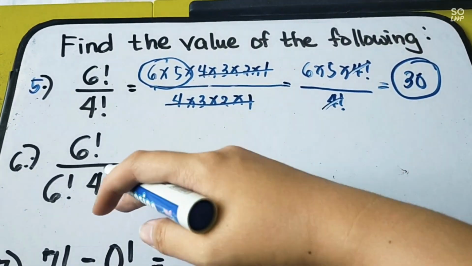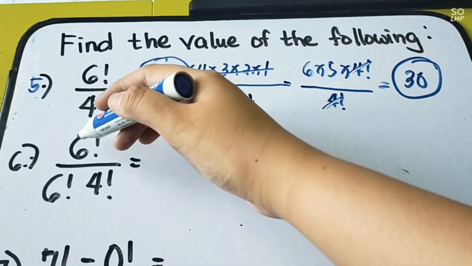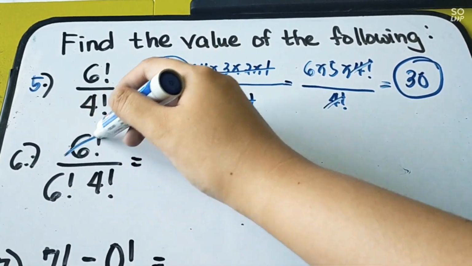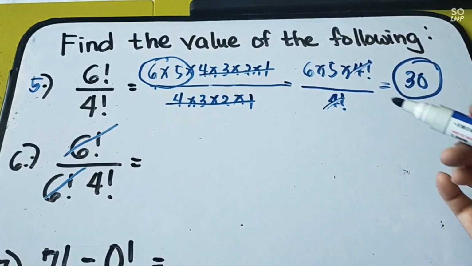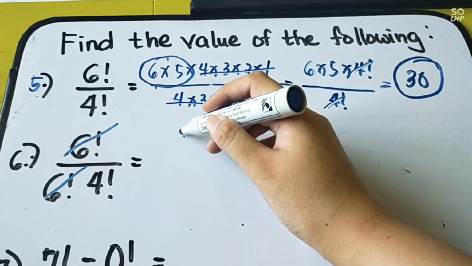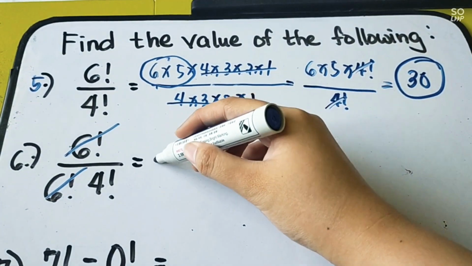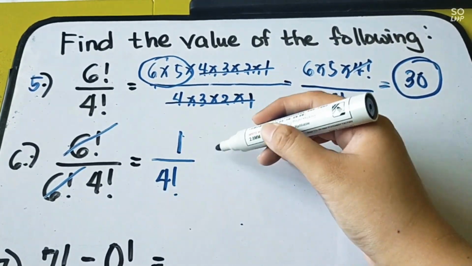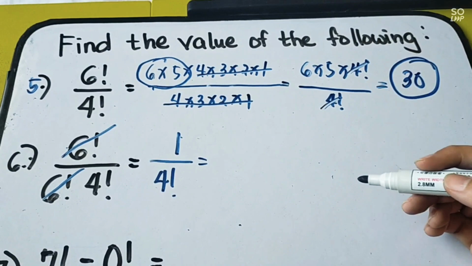Then, over 6 times 5, 42, and 1. So, pwede ka na mag-cancellation dyan. Pwede mo na i-cancel sa 6 factorial and 6 factorial. Since you cancel this 1, ang matira na lang dito ay si 1 over 4 factorial. So, simplify 4 factorial.